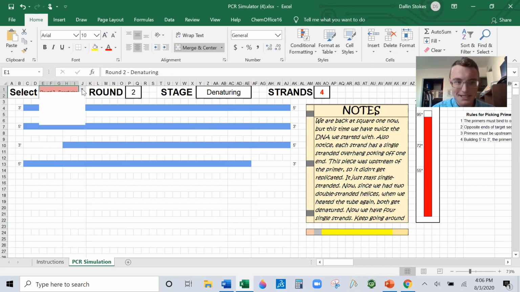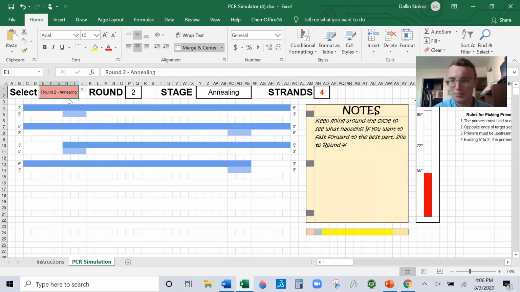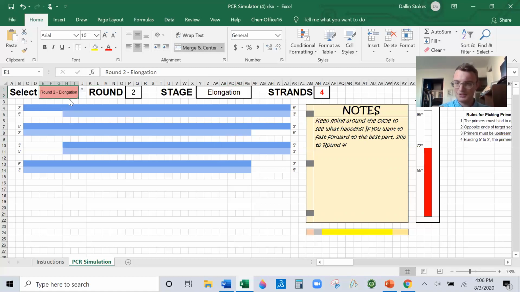Then we go through annealing, stick the primers on, and they're always going to stick on the upstream side. It's the same primers because it's the same DNA sequence. So this one sticks here and there and here and there. And then we do the elongation phase, where DNA polymerase 3 comes in and uses the dNTPs and elongates them in the 5' to 3' direction. So now, since I've gone through 2 rounds of PCR, we have 4 double strands of DNA.